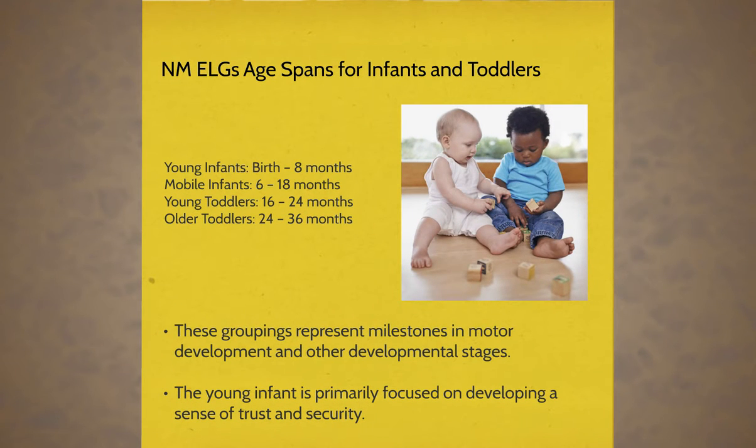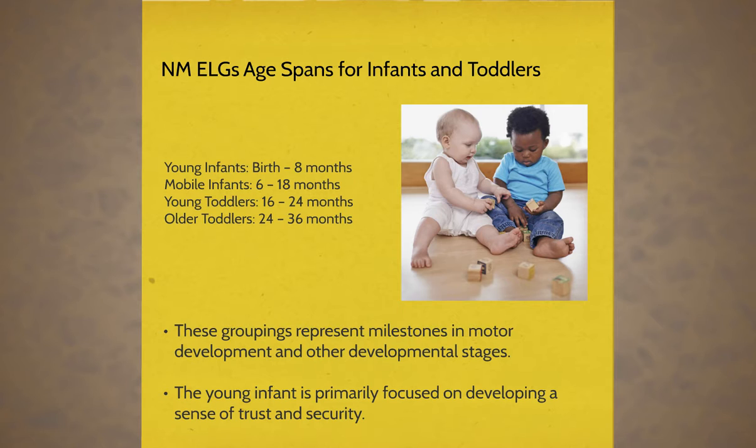Let's look at the age spans for infants and toddlers found in the ELGs. The age spans found in the indicators include young infants, birth to 8 months, mobile infants, 6 months to 18 months, young toddlers, 16 to 24 months, older toddlers, 24 to 36 months.